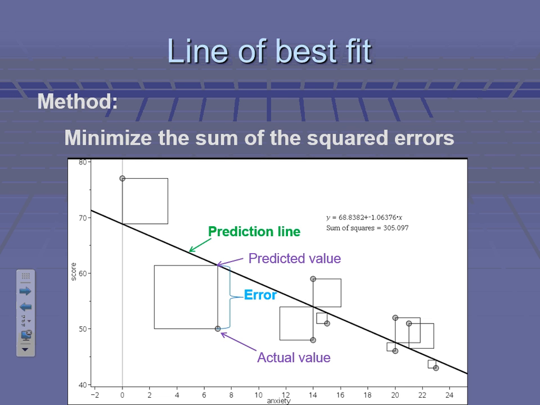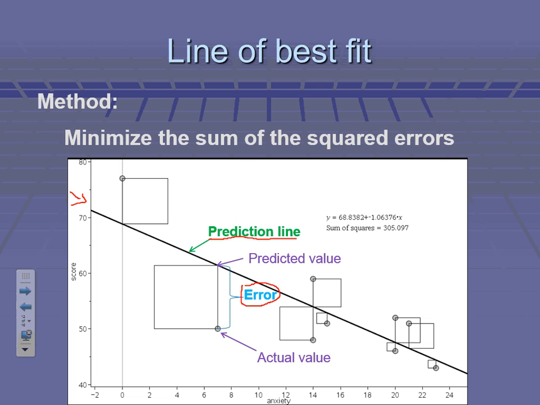And what it's trying to do, if you can move this line up and down, you can imagine those squares getting bigger and smaller and bigger and smaller. And so the idea is we want to move this prediction line in such a way that we minimize the sum of all of these errors. In other words, we want to make all these squares as small as possible.